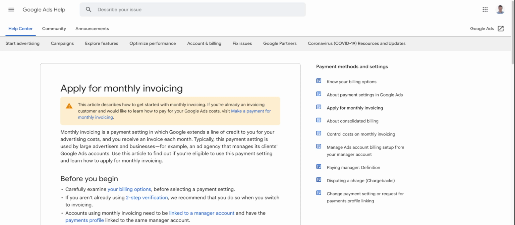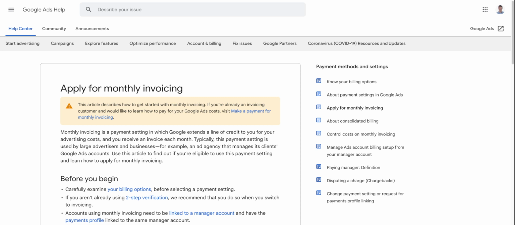Now, long story short, there is the ability to use monthly invoicing within Google Ads. I'll leave the link to this page in the video description. But what you have to understand, and Google makes it very clear, is that monthly invoicing is generally only for larger advertisers and businesses. They give the example here of ad agencies that manage client Google Ads accounts, but I've also seen it used by bigger businesses doing their own advertising internally.